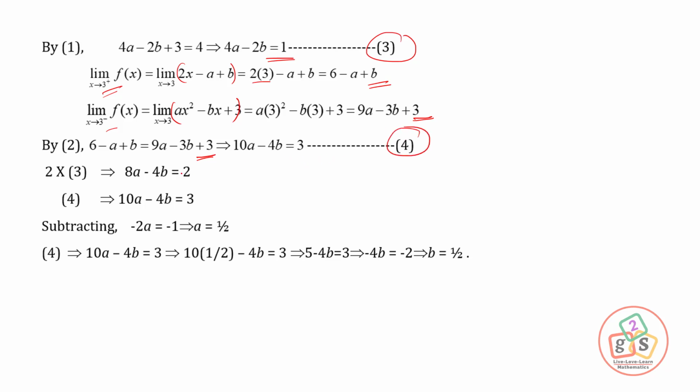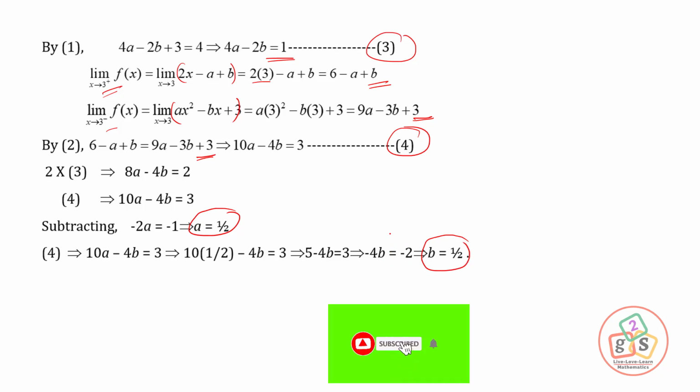Now, as usual, we solve equations 3 and 4: two equations and two unknowns. Solving this, we get a equals 1 by 2 and b equals 1 by 2. So what is the conclusion? If a is equal to 1 by 2 and b is equal to 1 by 2, and you substitute these values in the given problem, then the function is continuous everywhere on the real line.